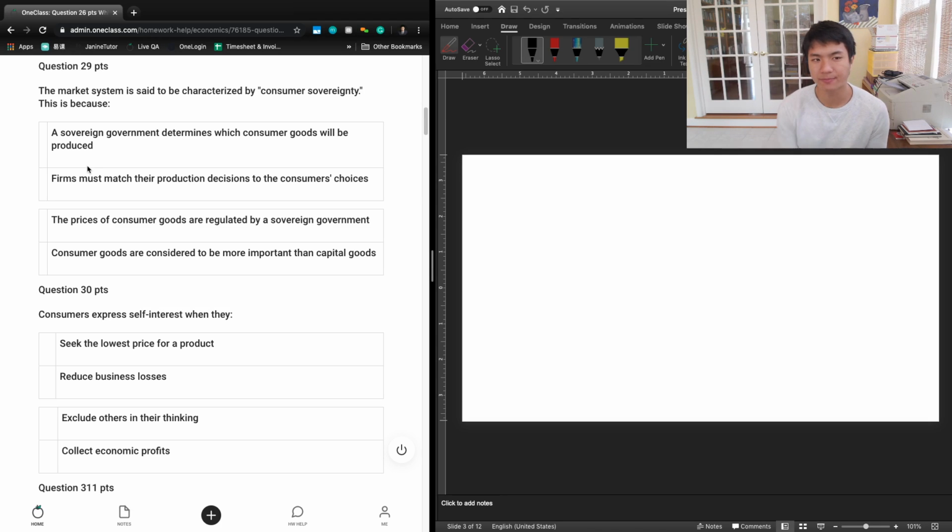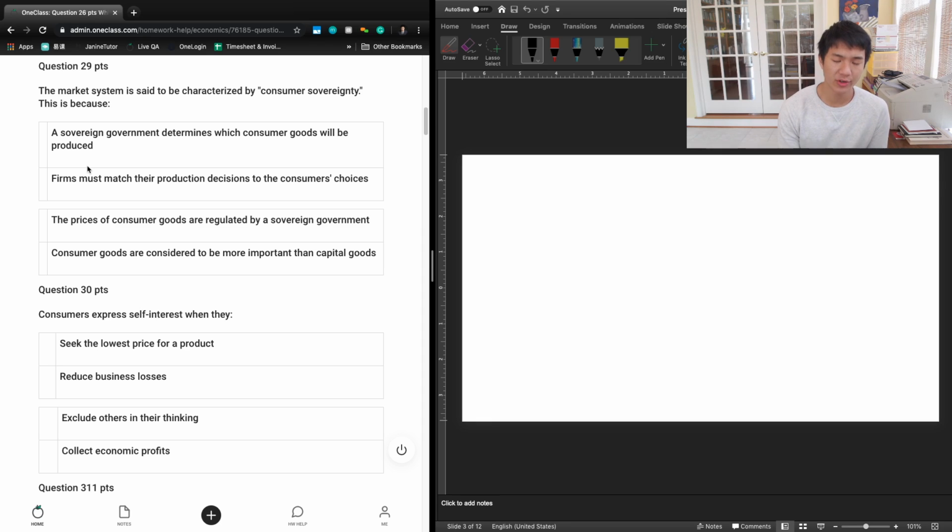Number 29 says, the market system is said to be characterized by consumer sovereignty. This is because A, a sovereign government determines which consumer goods will be produced. B, firms must match their production decisions to the consumer's choices. C, the prices of consumer goods are regulated by a sovereign government. D, consumer goods are considered to be more important than capital goods. Okay, so this is basically testing, again, definitions. And so the question is, what does consumer sovereignty mean?